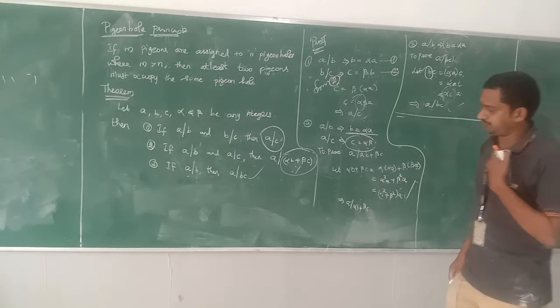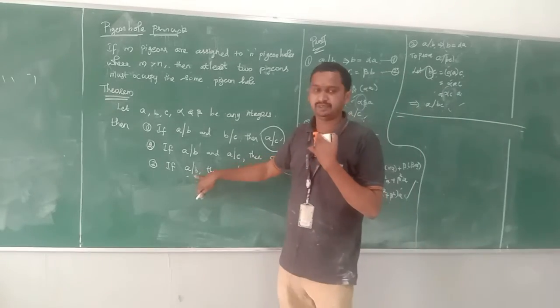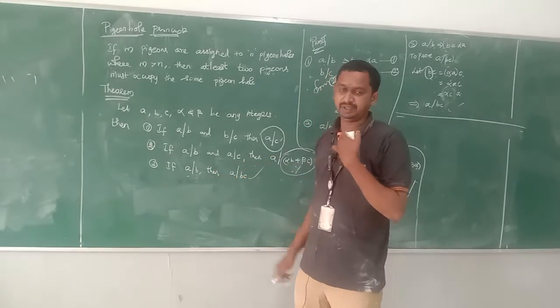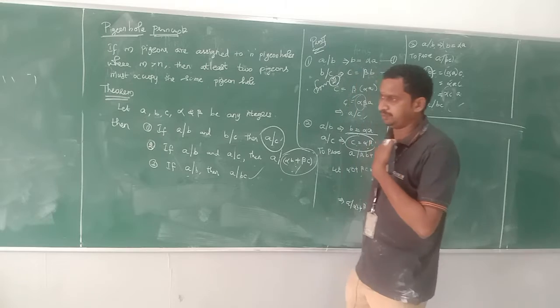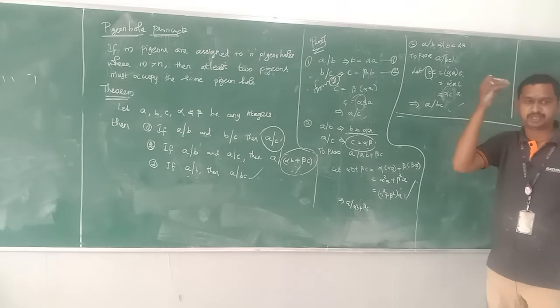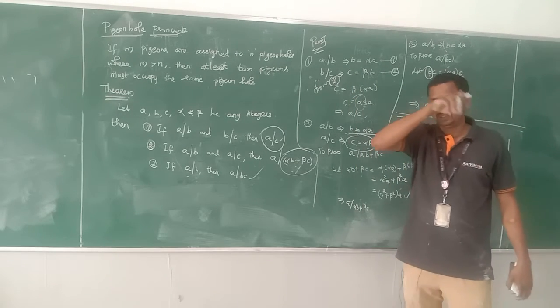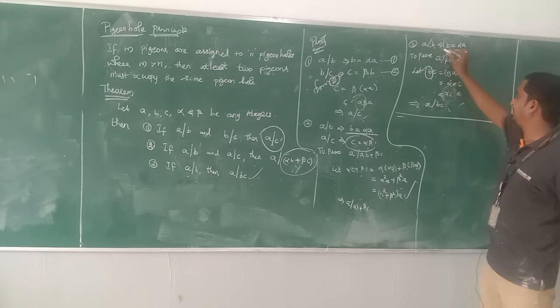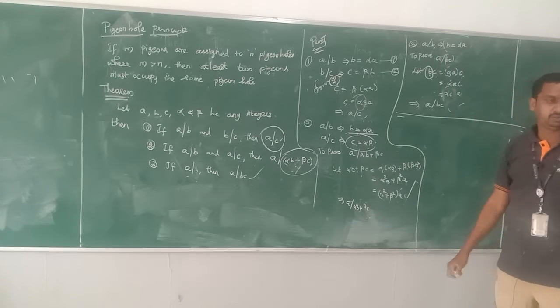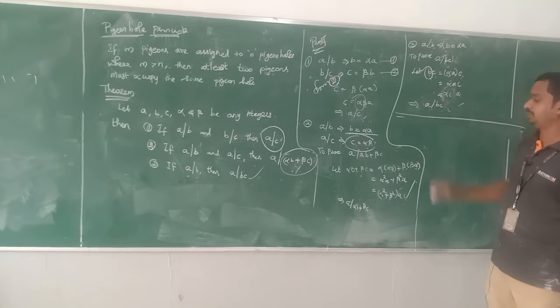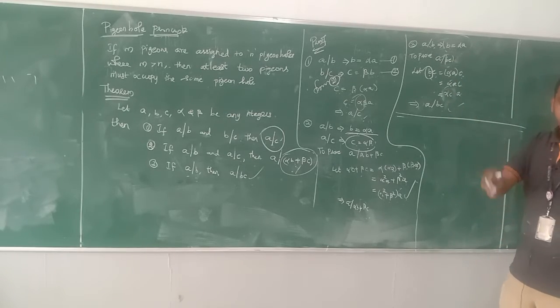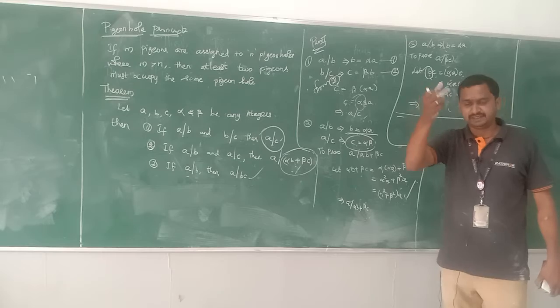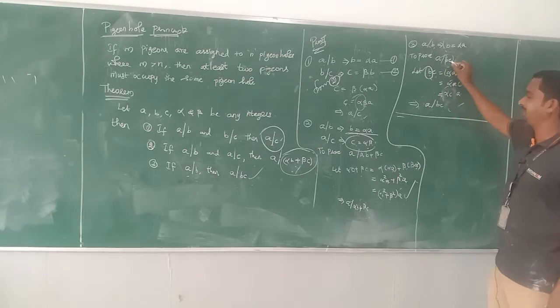Now come to the third proof. What is the third proof? If a divides b, then a divides bc. Generally the condition is any positive integer, say alpha. a divides b means b equals alpha a. You have to prove a divides bc. Take some assumption for the proof part, so let us take the bc term.